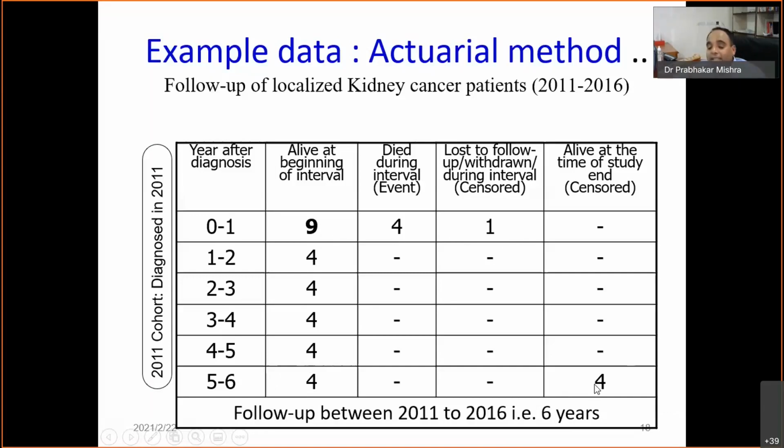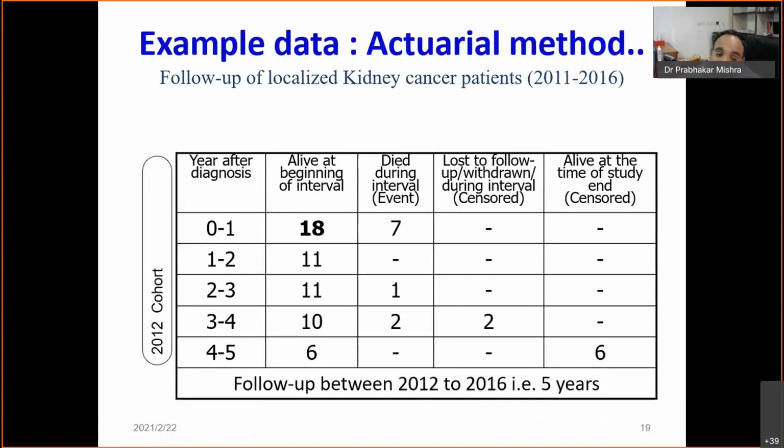It means here the censored cases are here, and death is the event. Death was our event of interest. So 4 of the 9 have died so far, see here. So 4 deaths, it means 4 is the event; 1 and 4, that is 5, is our censored. So death and censored together make the total number of patients entered. So here 4 is the event, and 1 and 4 together are censored.